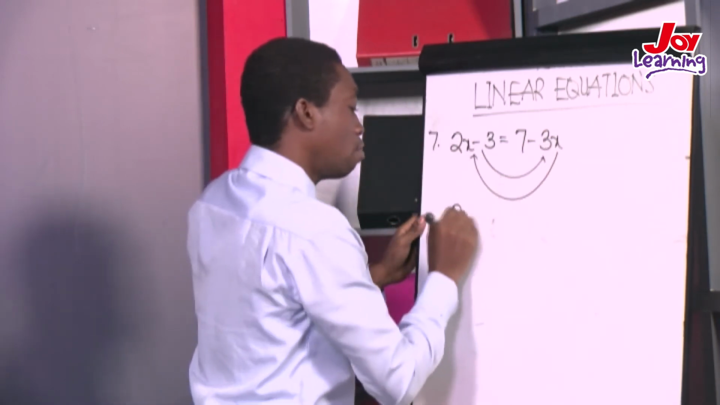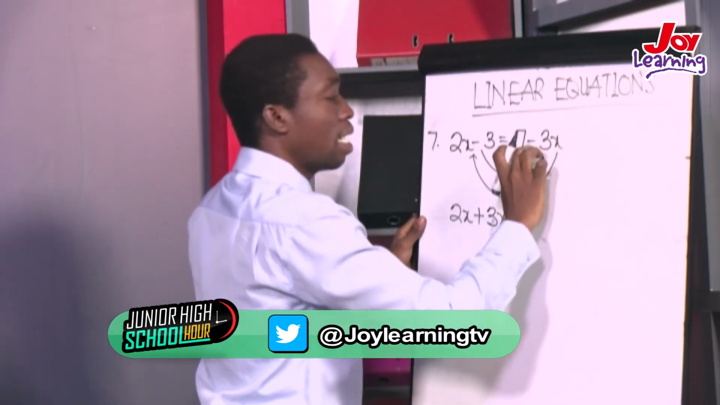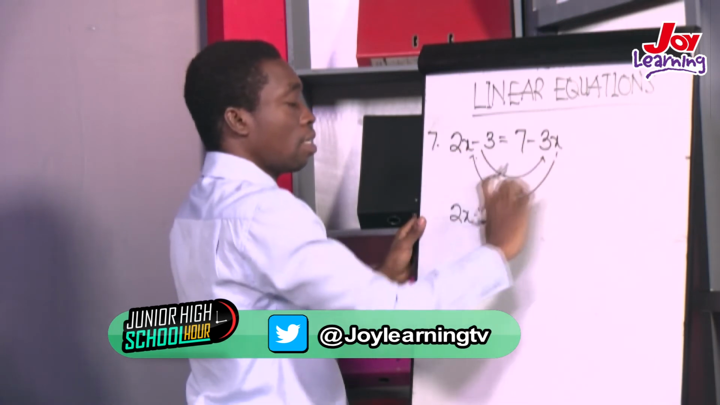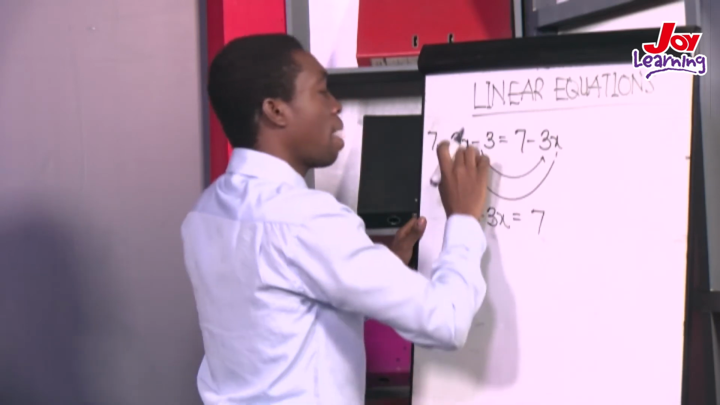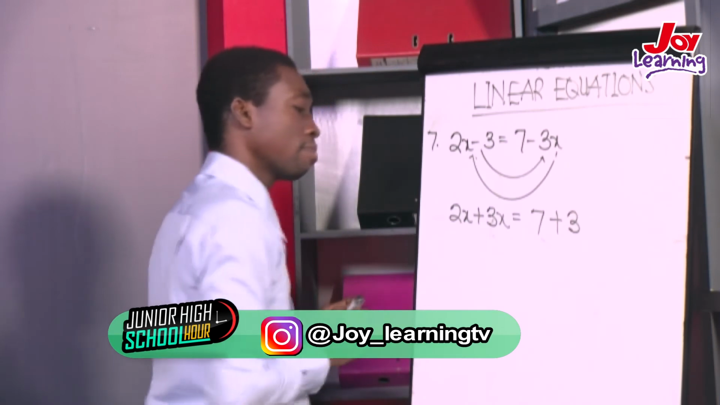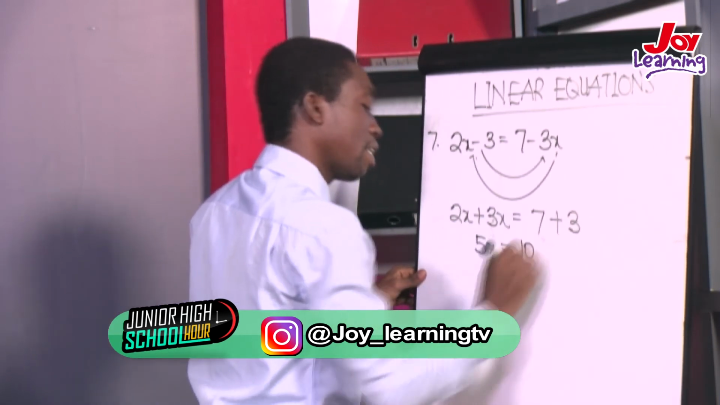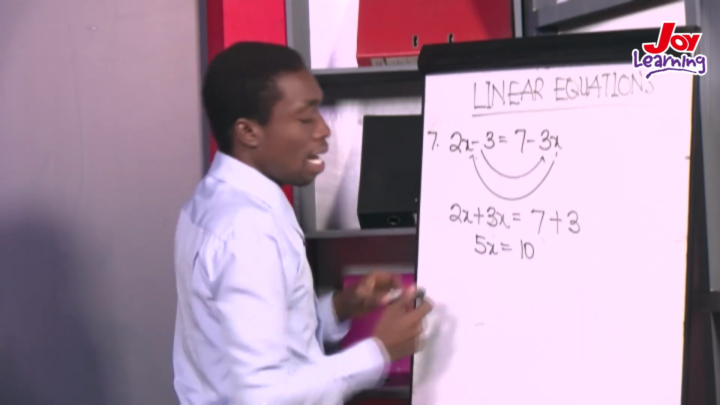So then we are left with 2x plus 3x. That's because there's a negative sign here, it moves and becomes positive. And then the negative on the other side: you have 7, negative 3 moves and becomes plus 3. So we have 5x is equal to what? 10. So this becomes our expression.